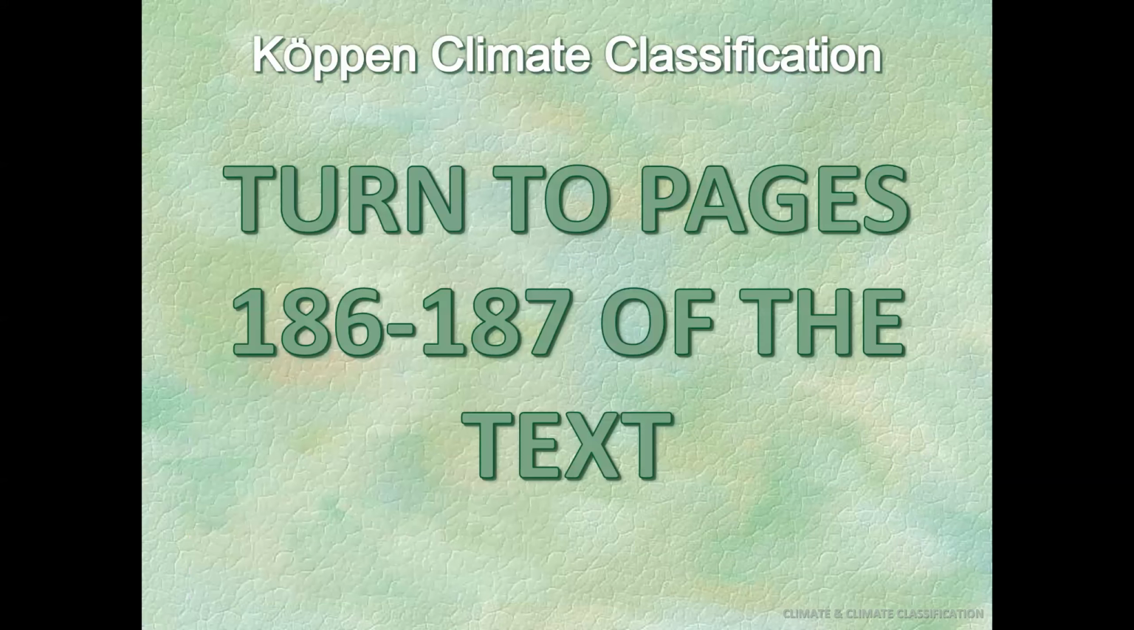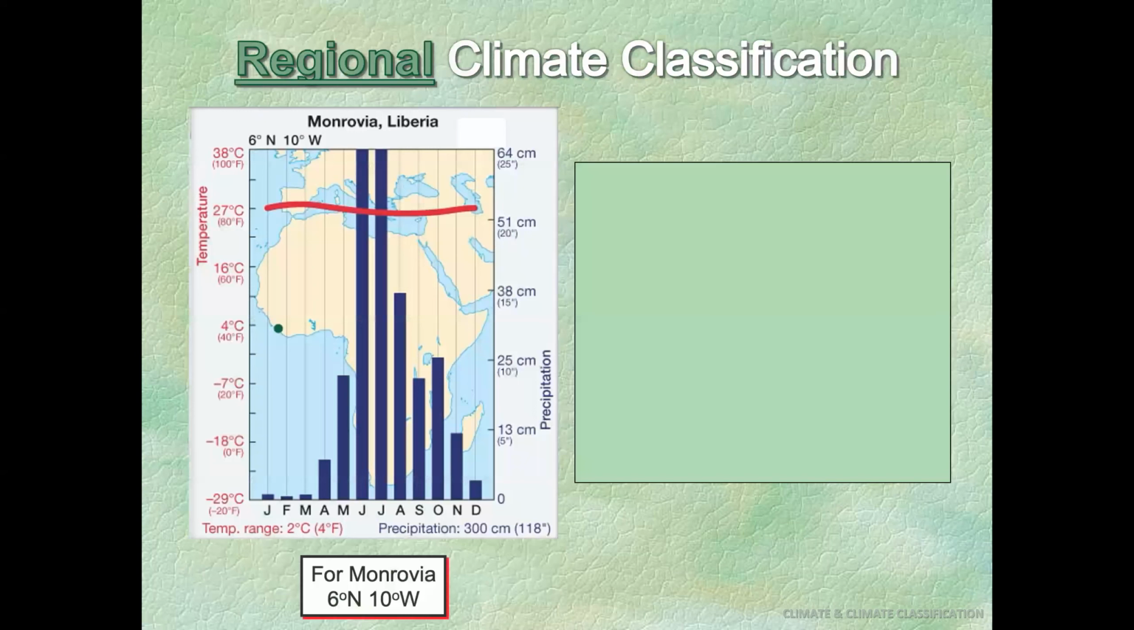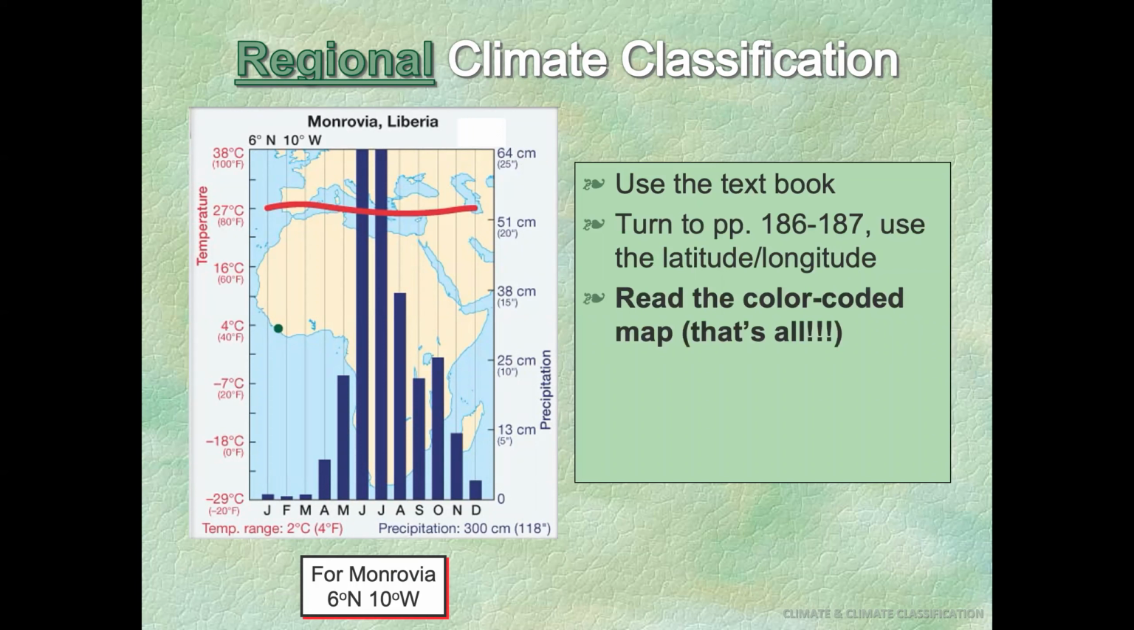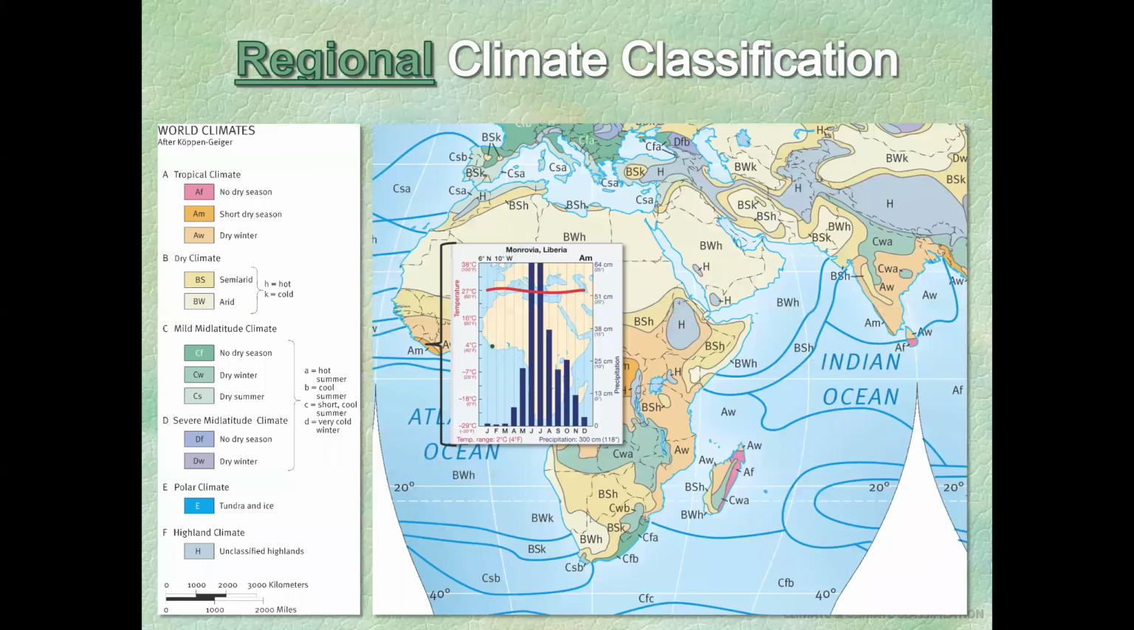And if you turn to pages 186 and 187 of your textbook, you will see that you can find the map for the Köppen system. Again, for the regional climate classification, you use the textbook, you turn to that page, you find it on the map, you read the color code, and it tells you that this place is a regional monsoon climate, Am. And it's shown because it rains a lot during one part of the year and very little during the next. And there it is. There's where Monrovia is found.